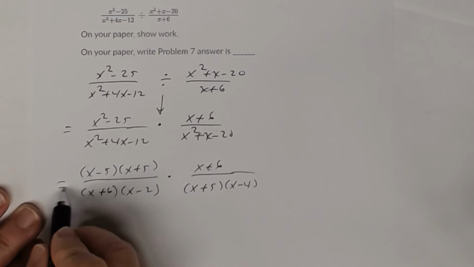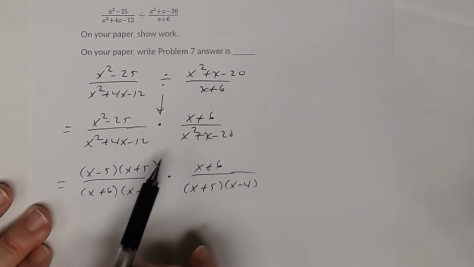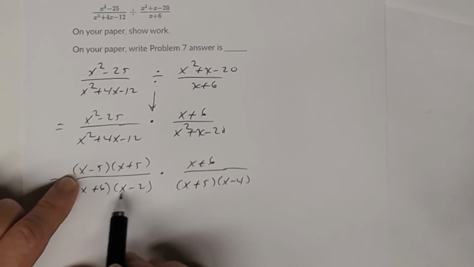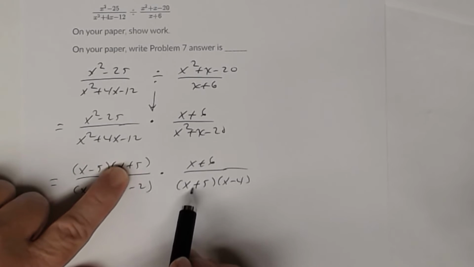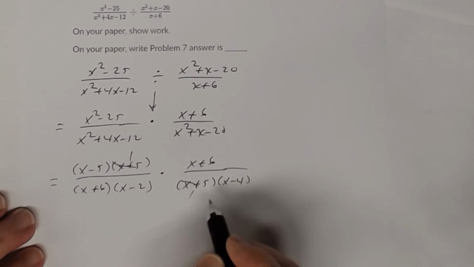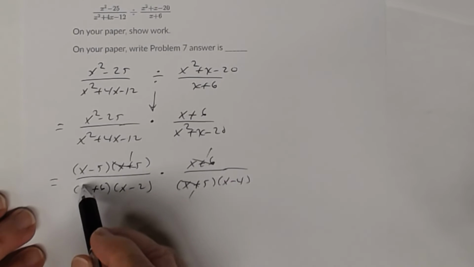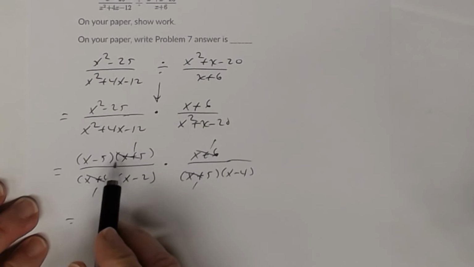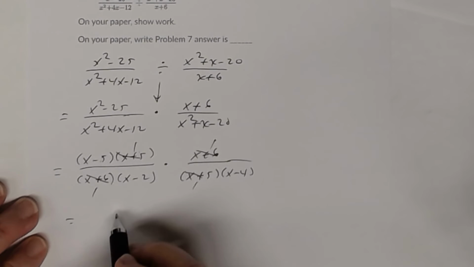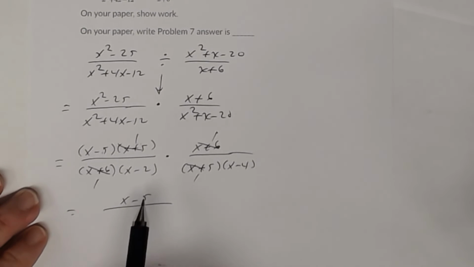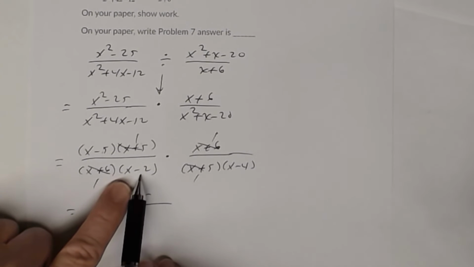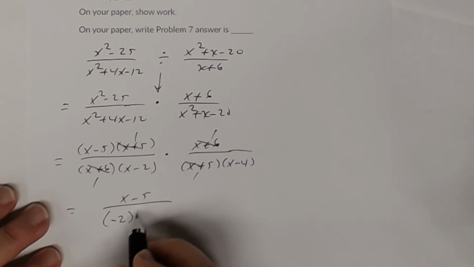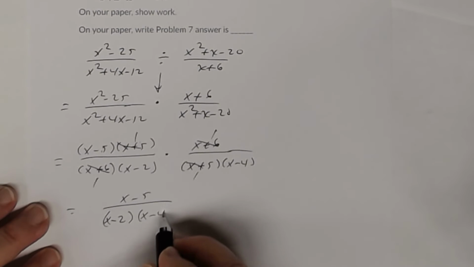So you have to show this, and then the next step is to show how those factors are being reduced. So I have an x minus 5, I don't see one down here. I have an x plus 5, I see one right here. So those divide out. I see an x plus 6 up here and down here as well in the denominator, and that's it. So my numerator is going to be x minus 5 times 1, which is x minus 5, divided by 1 times x minus 2 times 1 times x minus 4, which is just x minus 2 times x minus 4. And there's your answer.